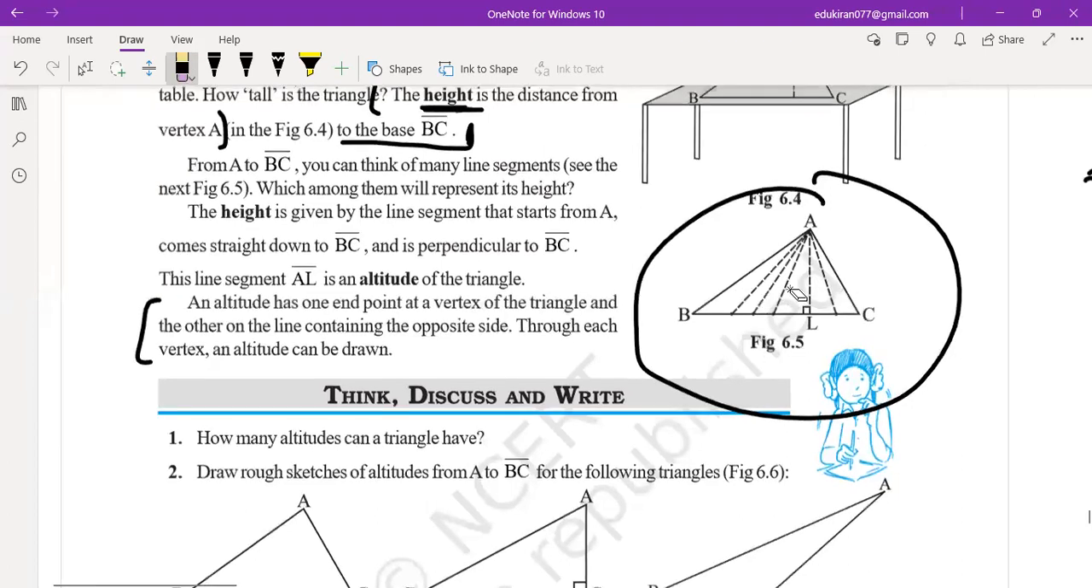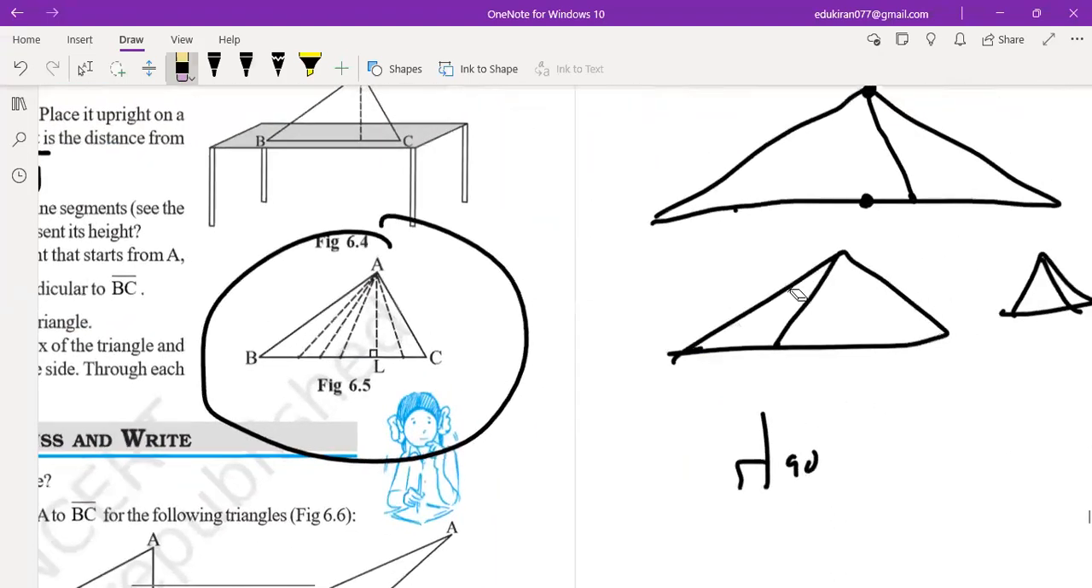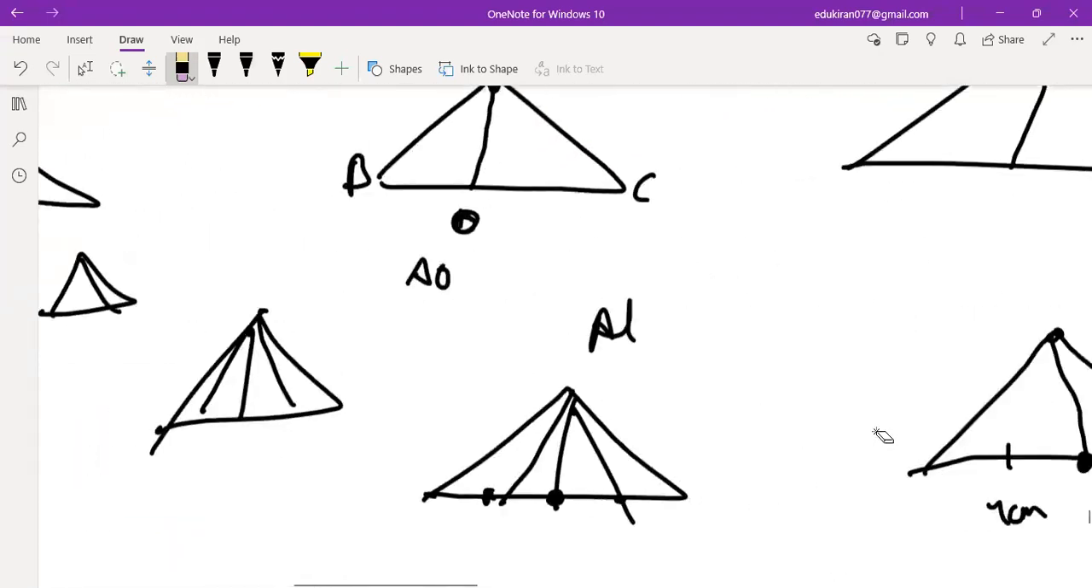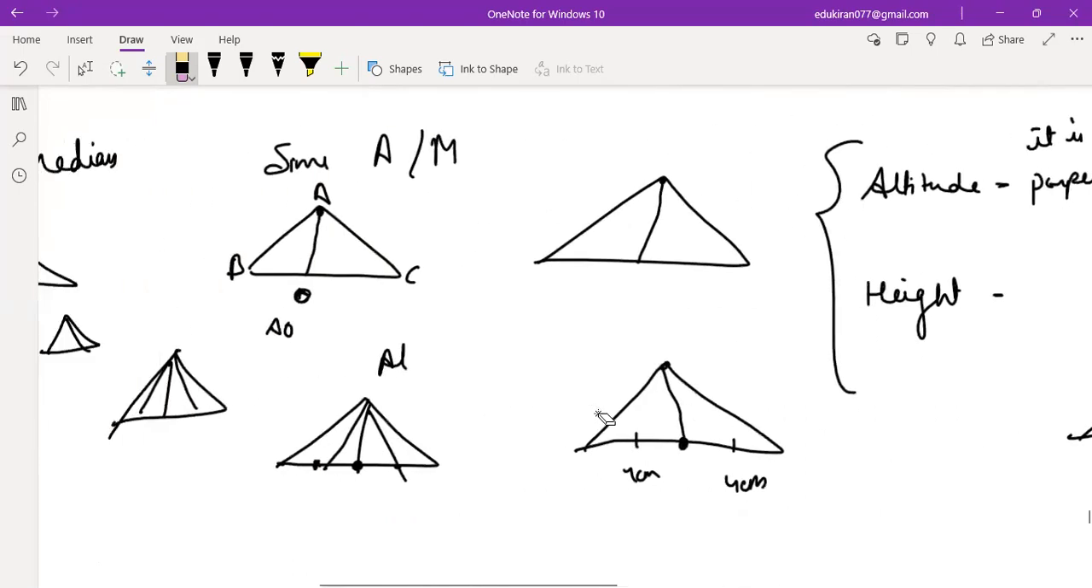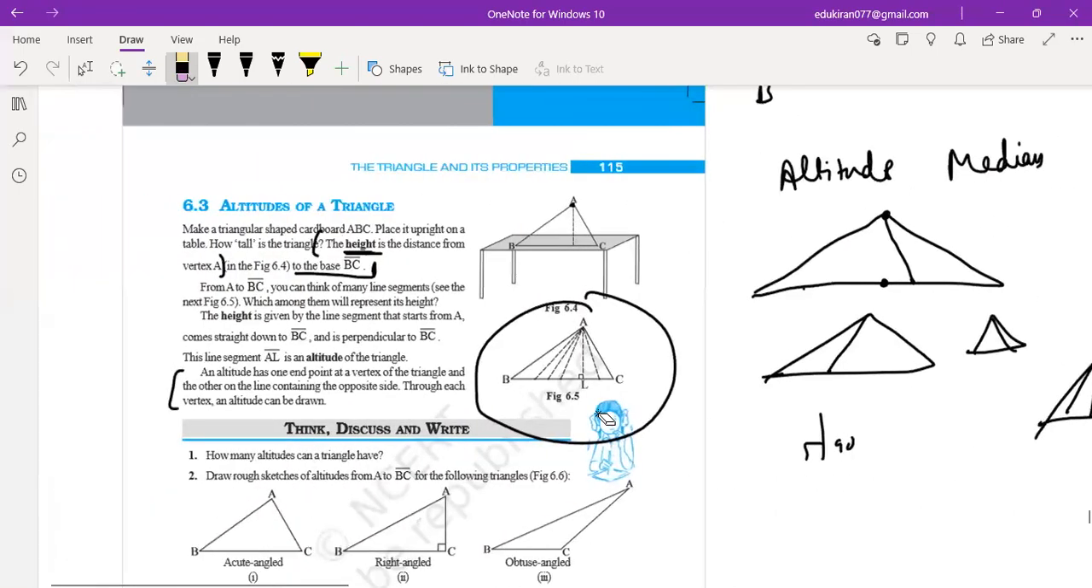I hope I have made myself very clear between the altitude and height. Whenever you are getting a 90-degree angle, that is an altitude. But if there is no 90 degrees, that means it is a height. Clear? Yes, ma'am. Okay, very good. Now let's move to the next question.